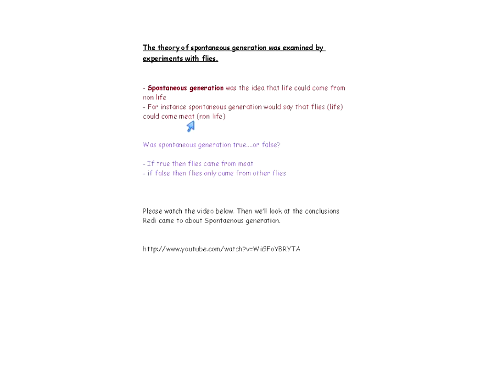So, for instance, the theory of spontaneous generation would say that flies could come from meat. Okay, so basically just meat by itself would produce flies. That was the original thinking that people had. So they did a test to see whether or not spontaneous generation was true or false. So if it was true, then flies just came right out of the meat.